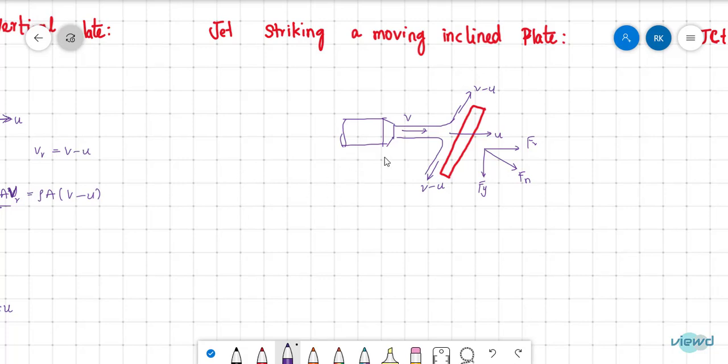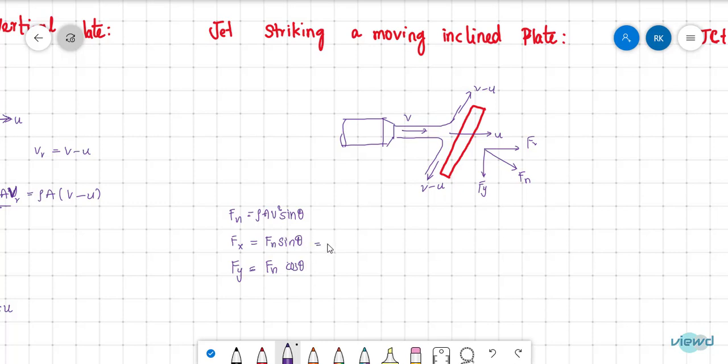So how to find them? In case of a fixed plate, we had the formulas, just revise them. Fn, the normal force, is equal to rho a v square sine theta, and Fx is equal to Fn sine theta, and Fy is equal to Fn cos theta.